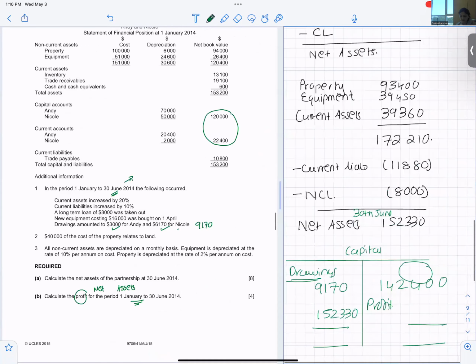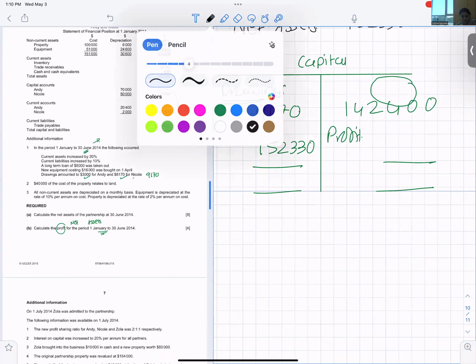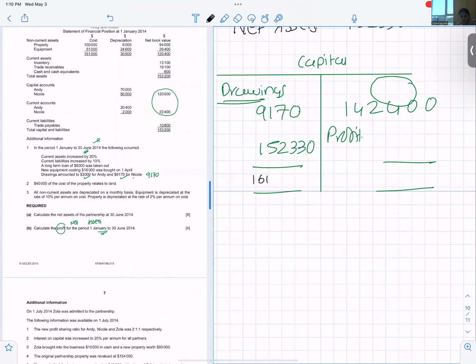So it is 152,330 plus 9,170. So this is giving 161,500. 161,500 minus 142,400. So your profit is 19,100. So you've got it.